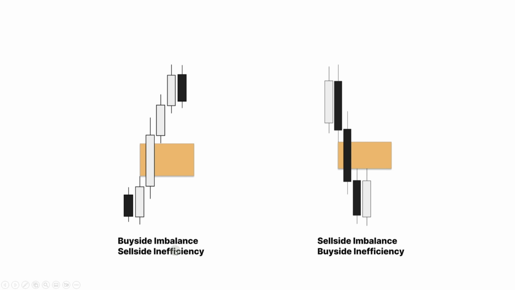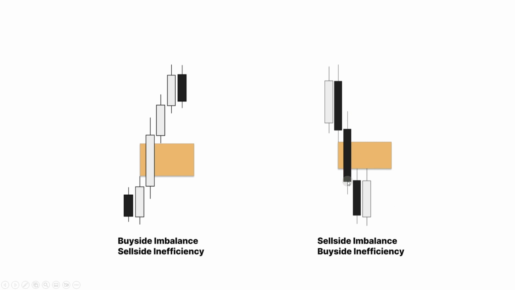Now let's get into the two types of fair value gap: the buy side imbalance, sell side inefficiency, known as BISI, and the sell side imbalance, buy side inefficiency, also known as SIBI. So basically, simply put, this is a bullish fair value gap where when price returns into it, you're expecting price to rebalance here and move higher. Similarly, in the bearish fair value gap, you're expecting price to move into this and lower.